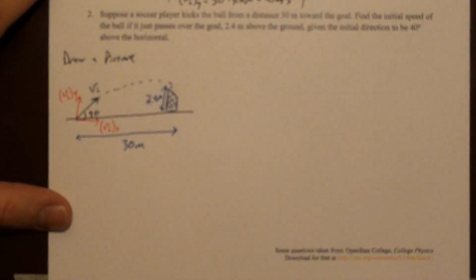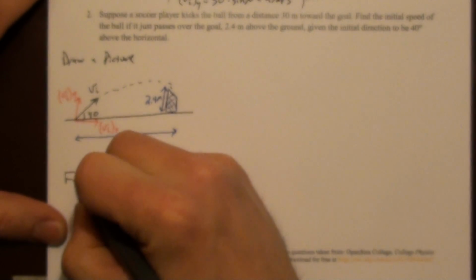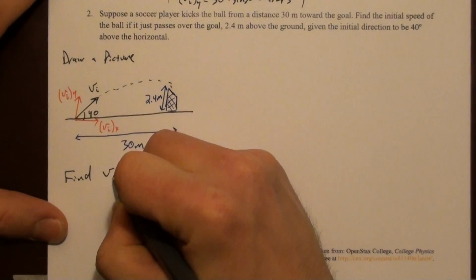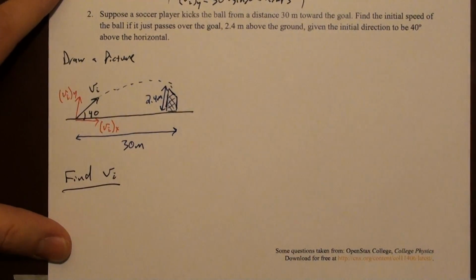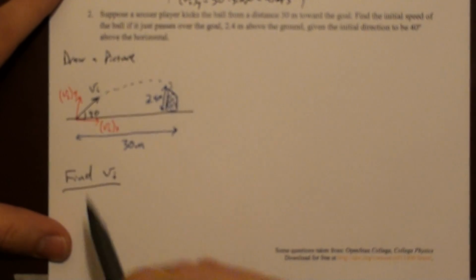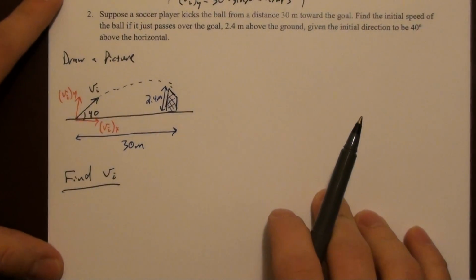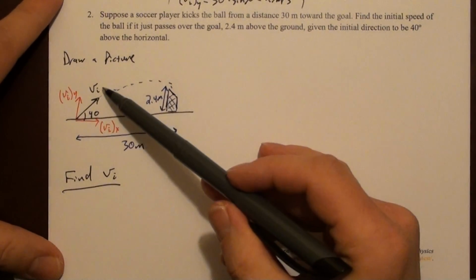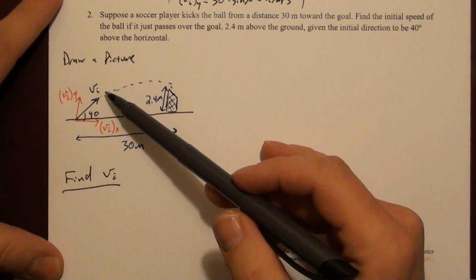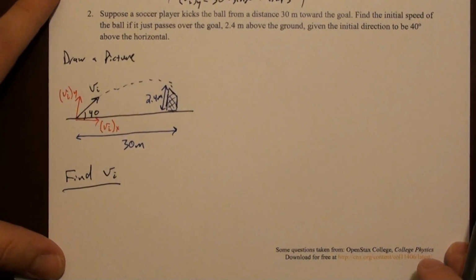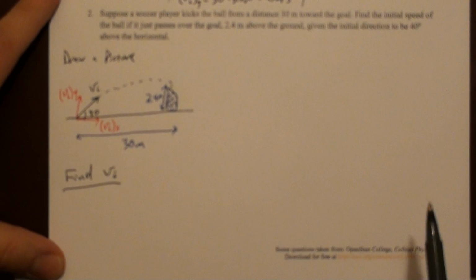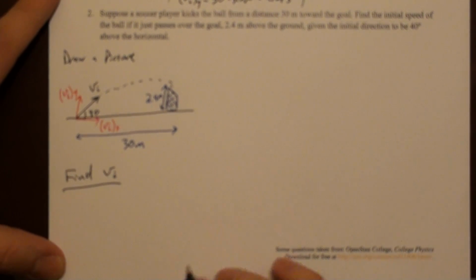Actually, that's what I'm solving for, right? Find v initial. And that's okay, I can still write v initial y and v initial x. Just recognize that I can't put a number in when I do this. I have to leave it as v initial cosine 40 or v initial sine 40. So let's proceed.